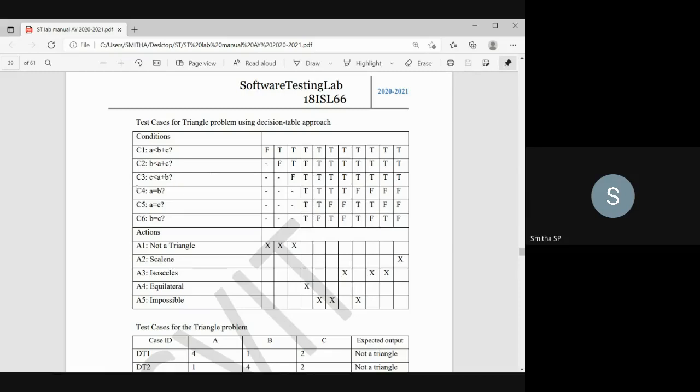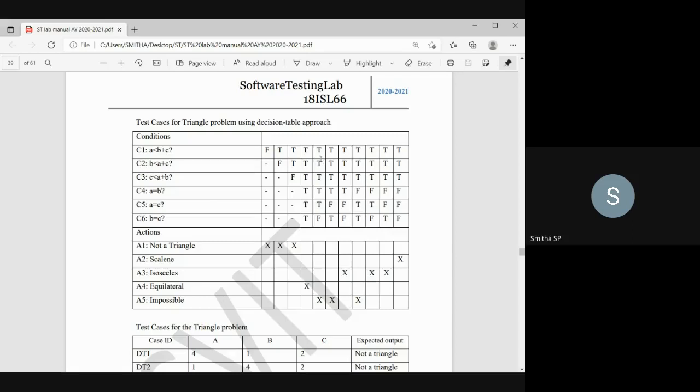Moving to condition 4, you check whether side A is equal to side B. Yes, A equals B is satisfied. Then you check the next condition, A equals C, true. Next, B equals C, true. That is, A equals B and A equals C, so by the rule of transitivity B equals C, and it is satisfied. If all three sides are equal, we know that it is an equilateral triangle. So you mark the action as equilateral triangle.